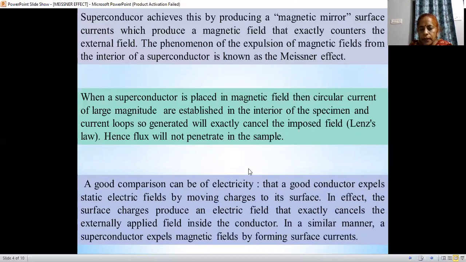So we can compare it with the phenomena of electricity. We have seen that if we have a good conductor, and we know that a good conductor expels static electric field by moving charges to its surface, because the surface charges develop an electric field which cancels the external applied field. Just as in a superconductor, we have seen that external magnetic field is repelled so that it cannot penetrate inside the superconductor.